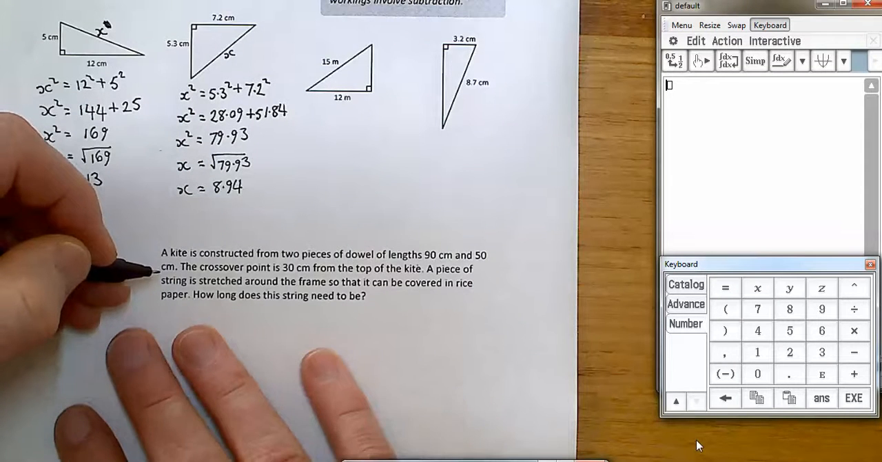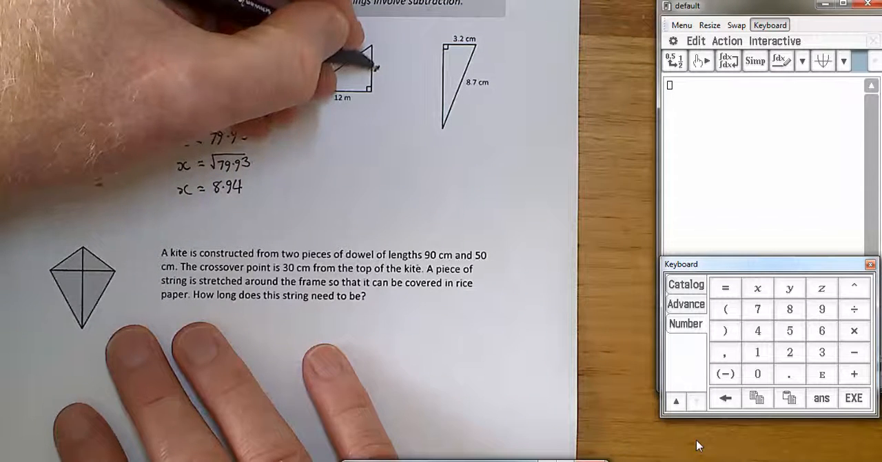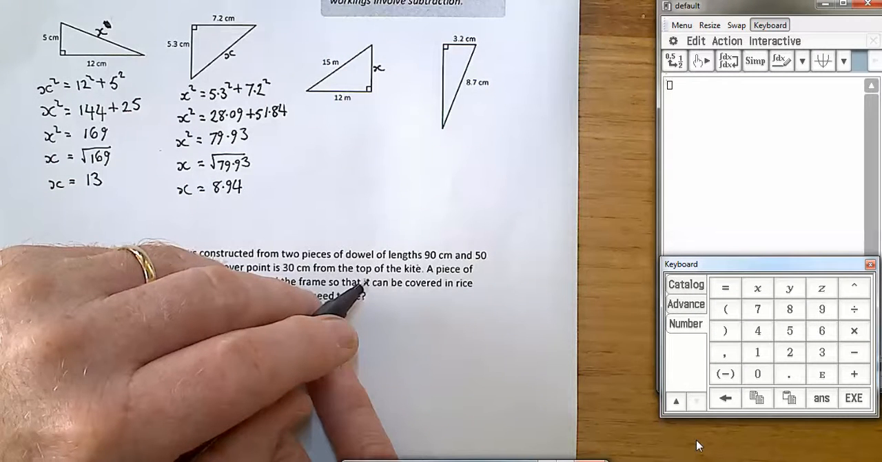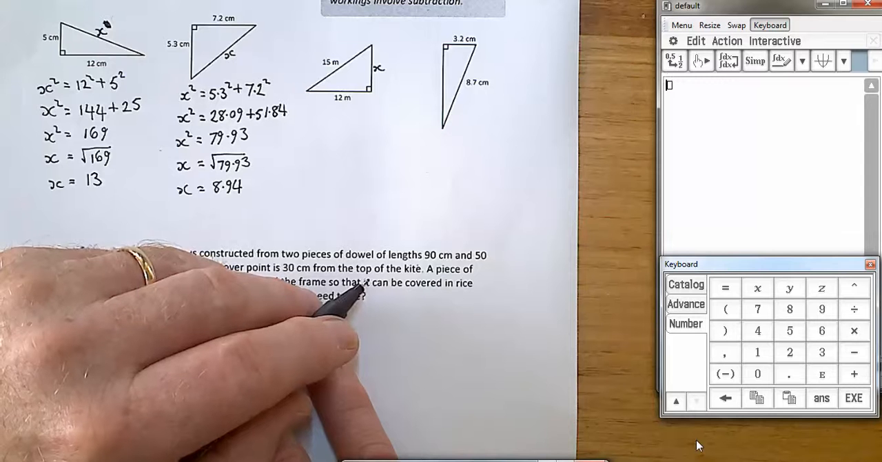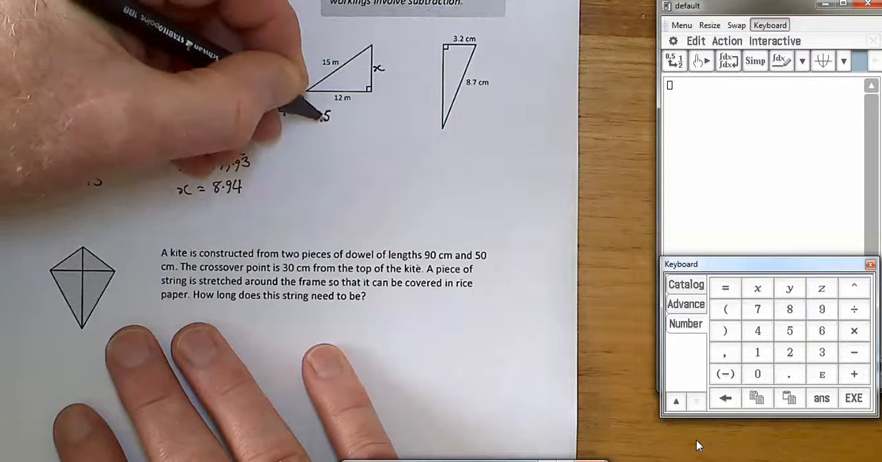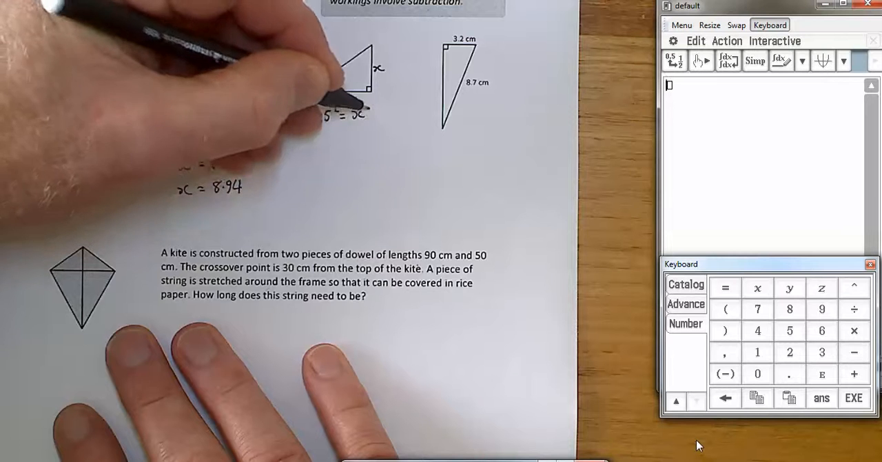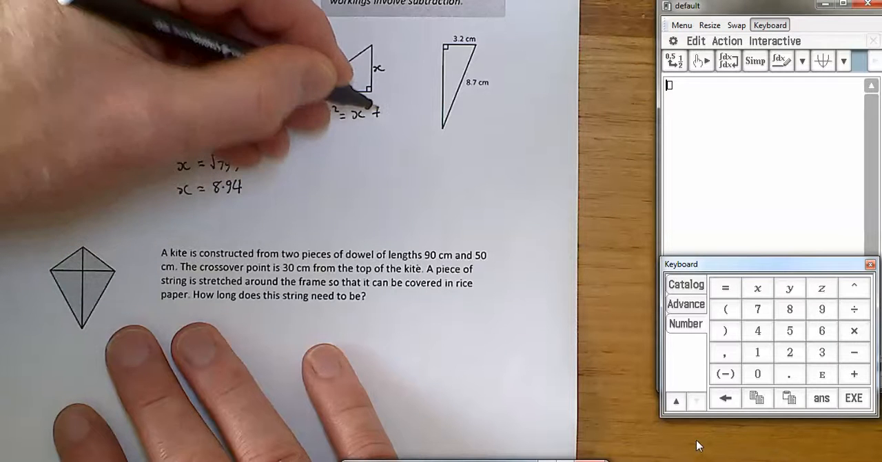The next one is a little bit different. Notice here, the side that I'm trying to find out x is not the hypotenuse. I'm going to still set it up the same way though. Pythagoras theorem tells me that the hypotenuse side squared, 15 squared, equals the sum of the other two sides squared, x squared plus 12 squared.